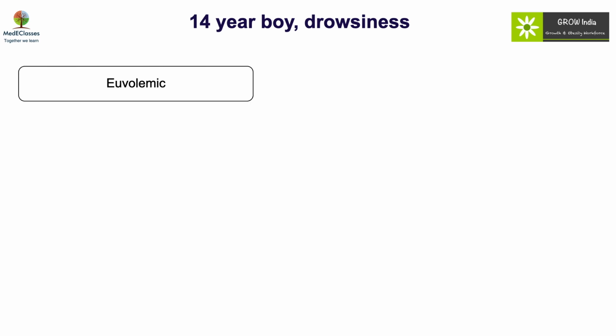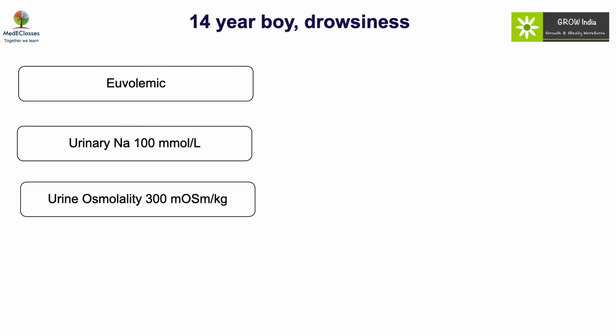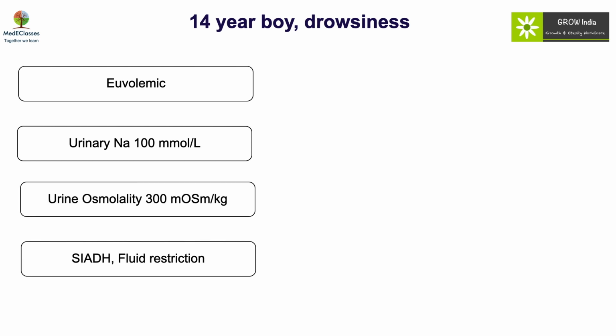To highlight this, we'll start off with a case we saw a few years ago in our ICU, a 14-year-old boy who presented with drowsiness. The child was euvolemic, he had hyponatremia, and his urinary sodium was found to be on the higher side. So in the setting of a euvolemic hyponatremia with high urinary sodium and high urinary osmolality, a diagnosis of syndrome of inappropriate ADH secretion was established by the treating physicians, and they advised fluid restriction.